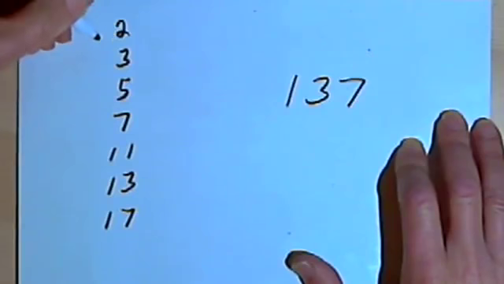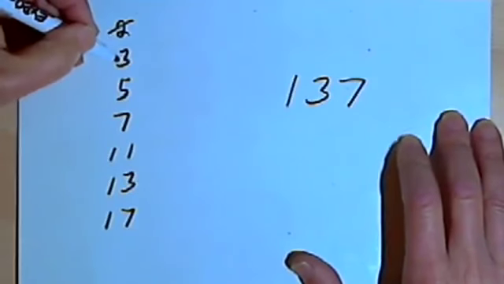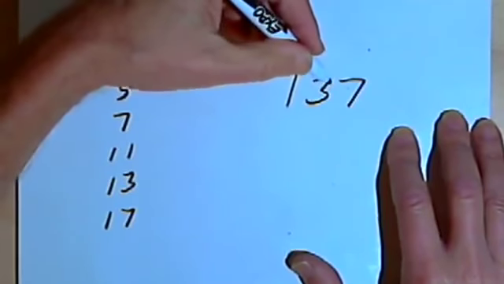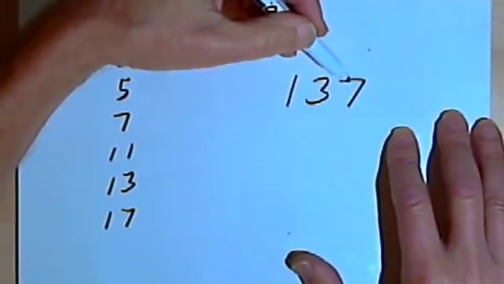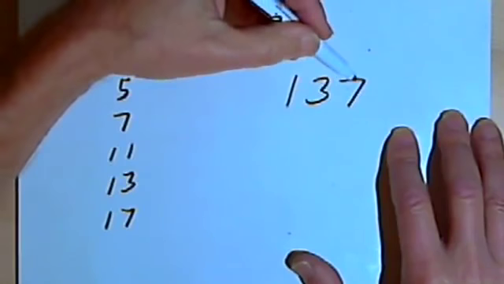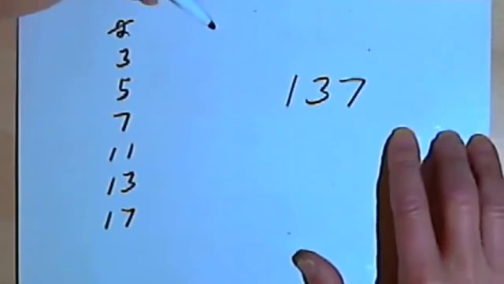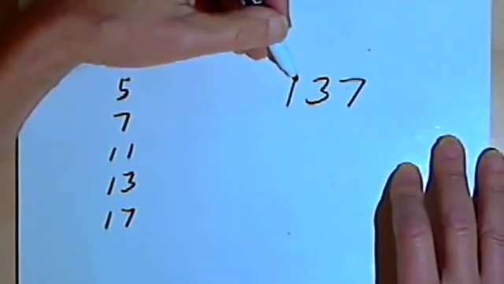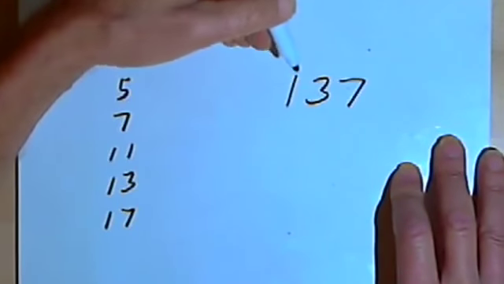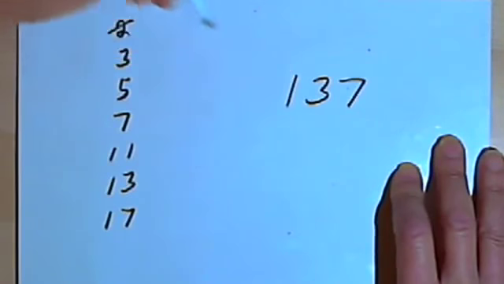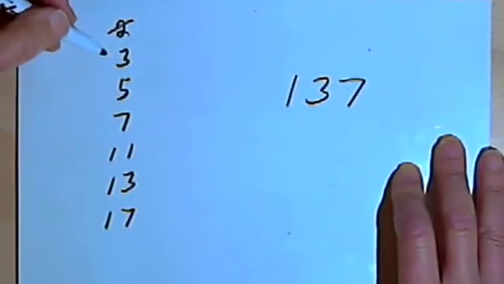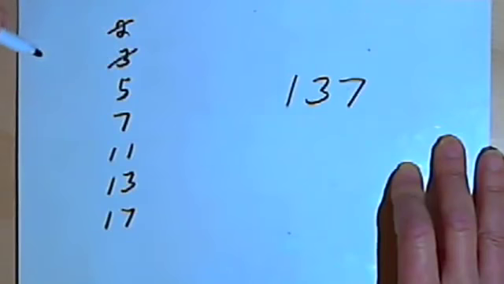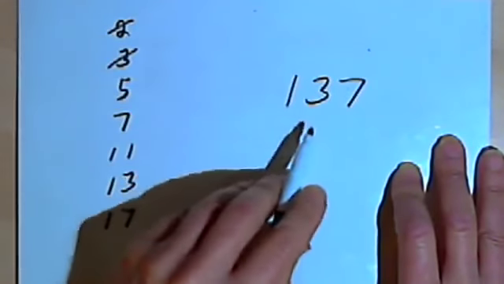Well, I've already checked 2. 2 did not work. If I want to see if I can divide 3 into 137, I've got this trick that says add up all the digits in 137. So I'll add a 1 plus a 3 plus a 7. That's going to be an 11. And now I'll take those digits and add them together, the 1 plus the 1, and that'll give me 2. And for a number to be divisible by 3, when I add up its digits, I have to get either a 3 or a 6 or a 9. That didn't happen, so 3 is not a factor of 137.